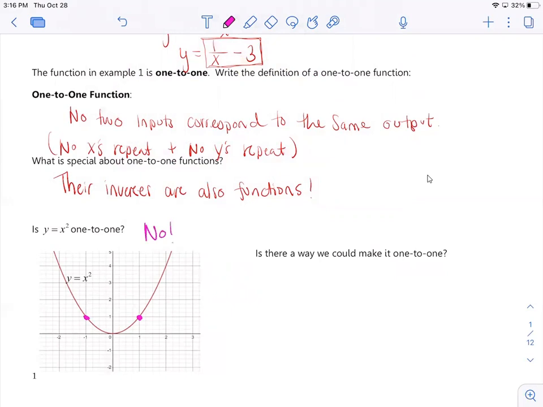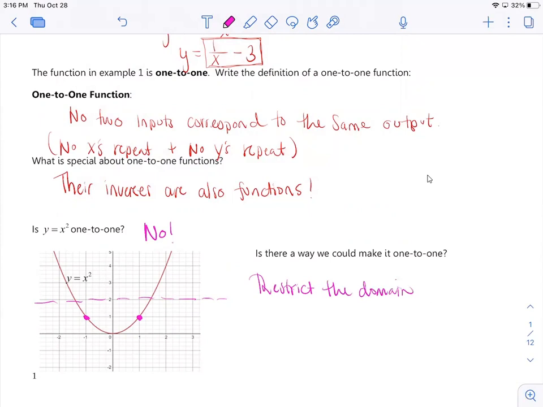The other way you could do that is the horizontal line test, if you remember that piece. So it's not one-to-one. However, maybe I could just look at a portion of this graph. Then it could be one-to-one. What I mean by that is you do have this function y equals x squared, but maybe I don't want to look at the entire thing. I want to restrict the domain.